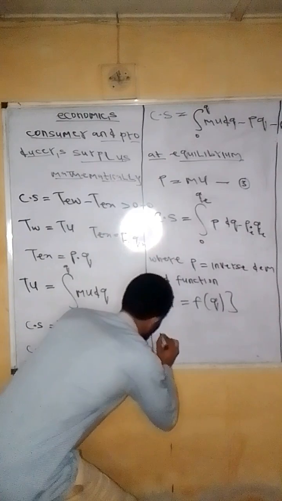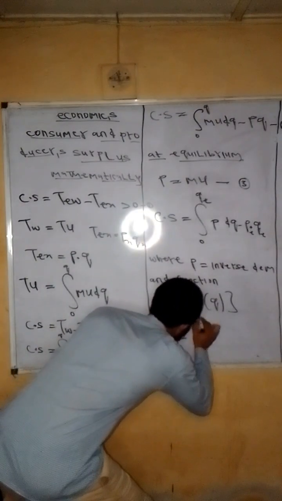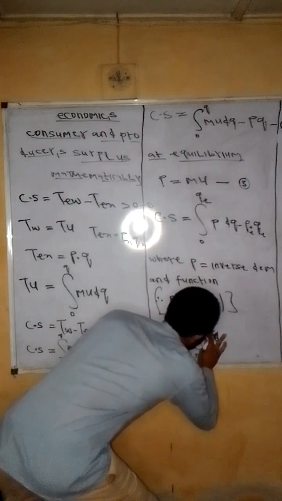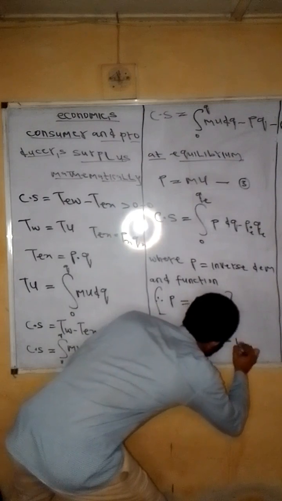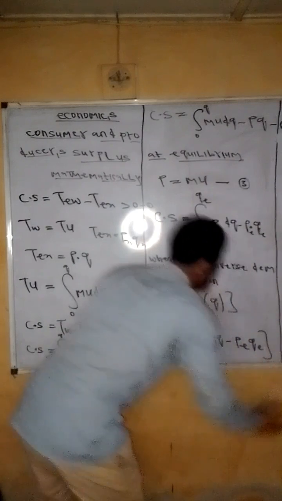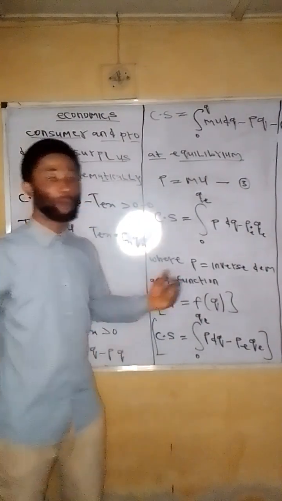So in the long run, we are going to have that the consumer surplus is the definite integral from 0 to Q of P(Q) dQ, minus PE times QE, where PE and QE are respectively the equilibrium price and the equilibrium quantity.